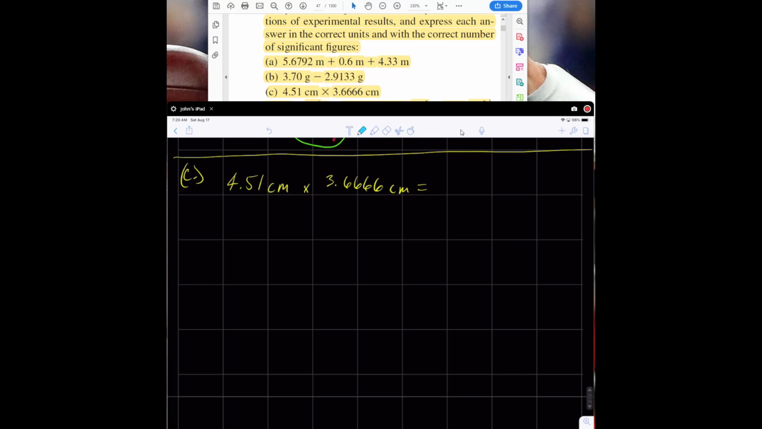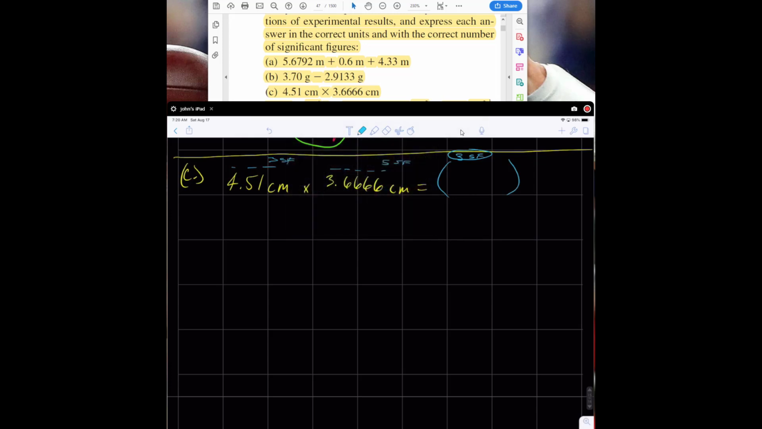Alright, part C. 4.51 centimeters times 3.6666 centimeters. So it's a multiplication problem. So considering the rules with multiplication and significant figures, we count the sig figs in each side. We have 3. And then on this side we have 1, 2, 3, 4, 5. 5 sig figs. So our final answer will be rounded to 3 sig figs, because we go with the least amount of sig figs.